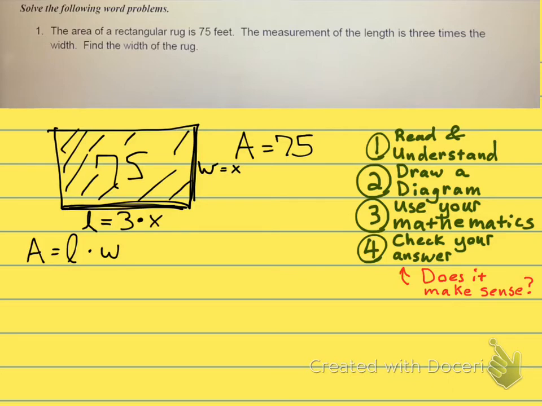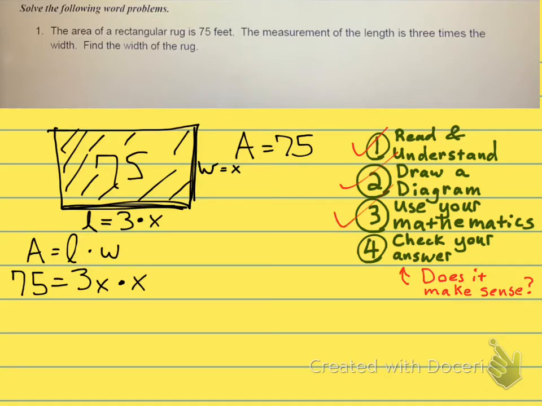All right, now I'm going to plug these 3 things into my equation right here. I know the area is 75. They told me that in the problem, area is 75 feet. I know the length is 3x times the width, which is x. All right, step 2 is done. I have read the problem, I've drawn a diagram.